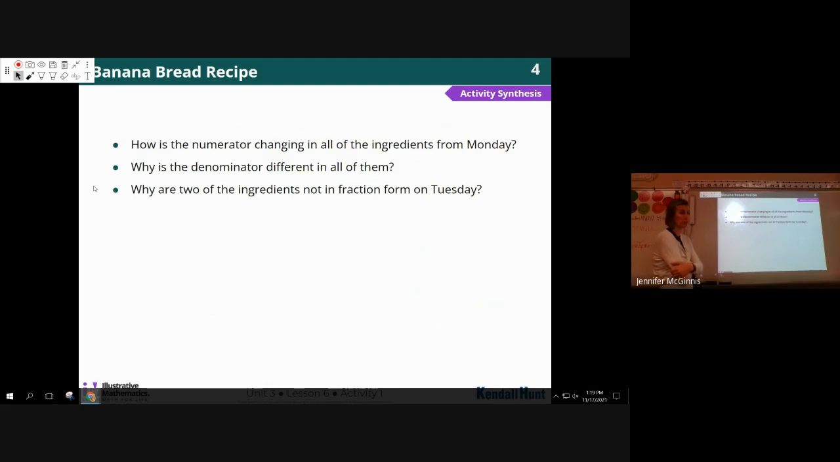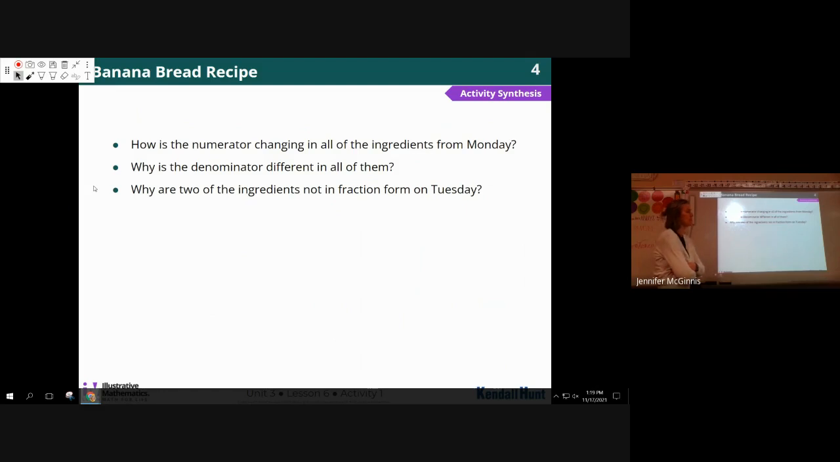Why is the denominator always different? There's different fractions. Why? Aiden? Because the numerators are all the same. No, you got 2/3 and 3 halves and 5 and 5. You got all kinds of different numerators. Why is the denominator different?